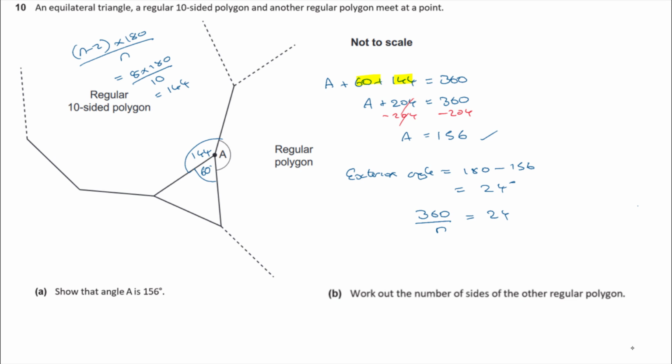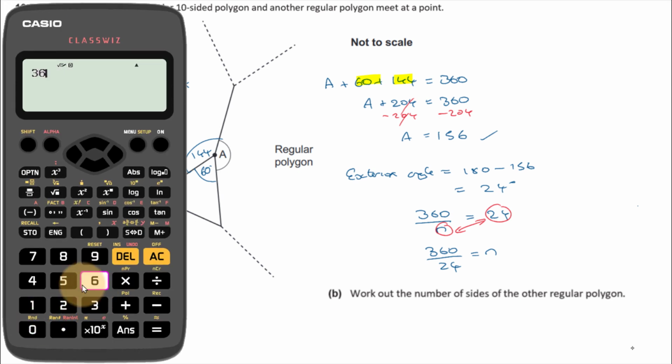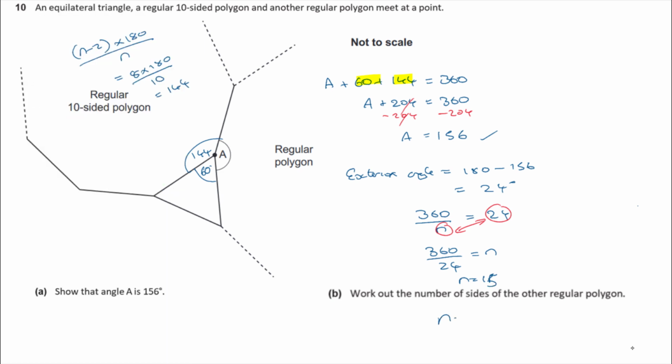Rearranging that, cross multiplying, n goes up, 24 goes down. I get 360 over 24 is equal to n. So what is 360 divided by 24? That's 15. So n must have 15 sides. So n is 15. Now you could have used the interior angle formula again, but it's just slightly harder. It's much easier to switch into the exterior angle and then use the simpler formula for finding n. That's my advice anyway.